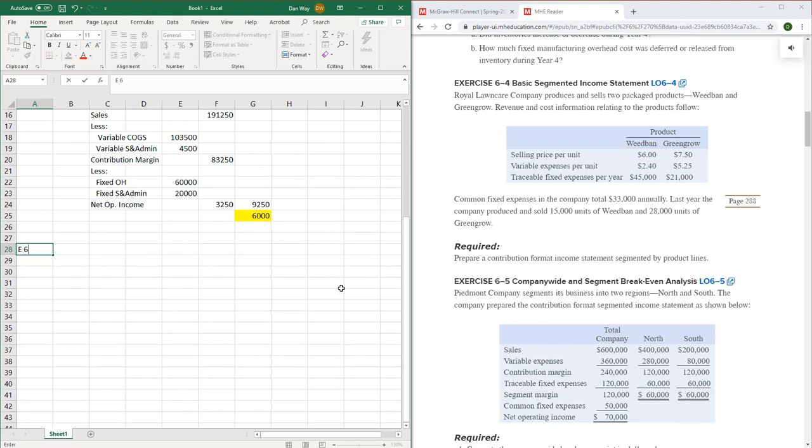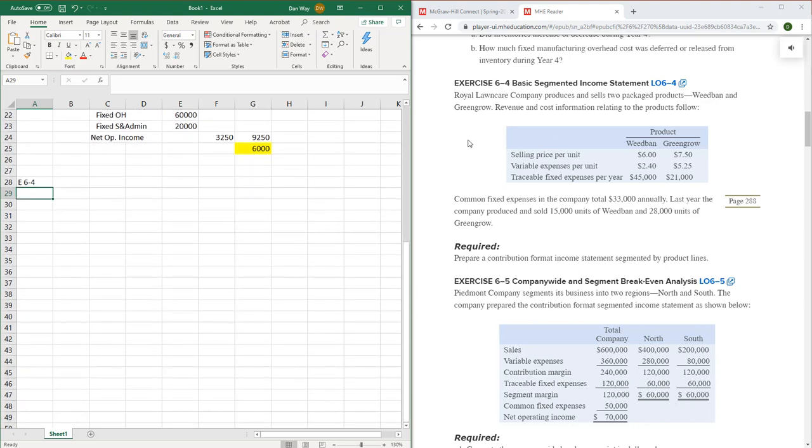All right, let's take a look at exercise 6.4 here, a basic segmented income statement. That problem said Royal Lawn Care makes and sells two packaged products, the Weed Ban and the Green Grow, kind of fertilizer. Revenue and cost information for those products is shown here in the box. We also know common fixed expenses in the company totaled $33,000 annually. Last year, the company produced and sold 15,000 units of the Weed Ban and 28,000 units of the Green Grow. So the first thing we want to do, or the only thing for that matter, is prepare a contribution format income statement segmented by product lines.